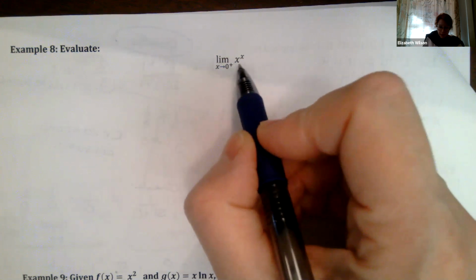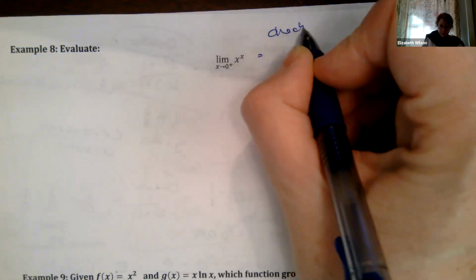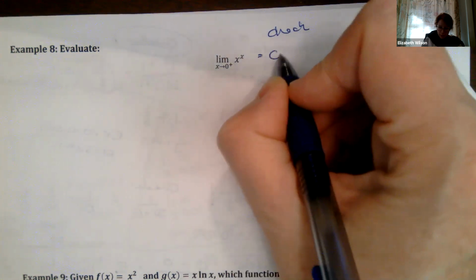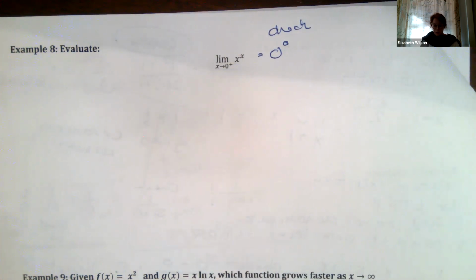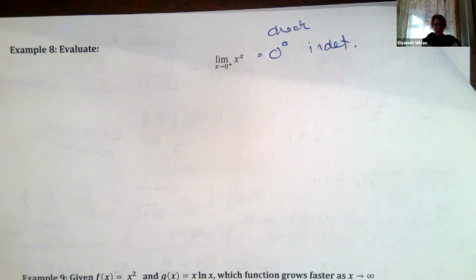Okay, so limit of x raised to the x power. Now, if I just go to evaluate this, let's do our quick check. This is going to be 0 to the 0. That was one of our indeterminate forms. So this is indeterminate, so I get to do L'Hopital's, but if I just jump right in and do L'Hopital's, it's going to be a mess when I go to take that derivative. How am I going to do that?